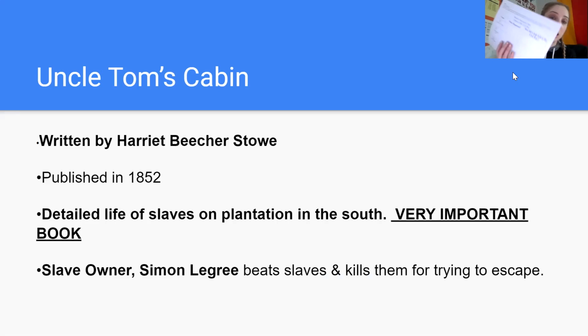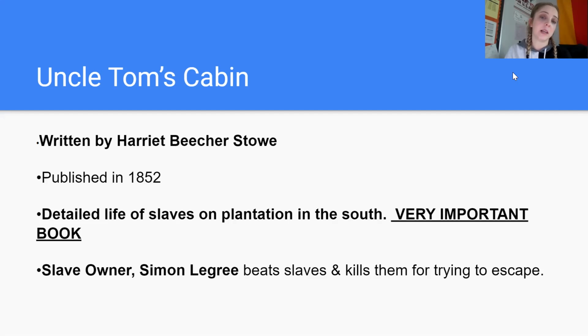The first cause on our chart here is Uncle Tom's Cabin. I know I mentioned this in a previous set of slides and YouTube video. So this is a book that was created by a white woman called Harriet Beecher Stowe. It was published almost 10 years before the Civil War in 1852, and she writes a fictional story but very true possibilities of what slavery was like in the South.